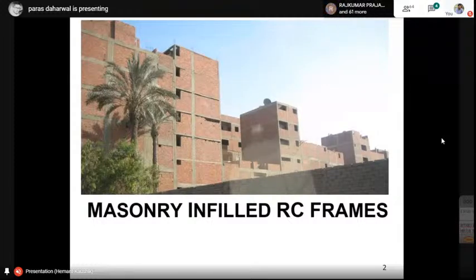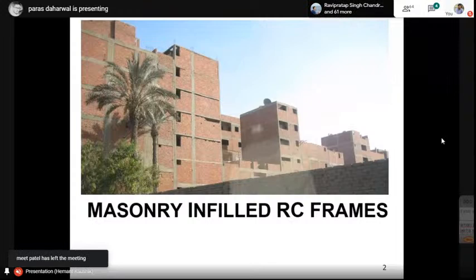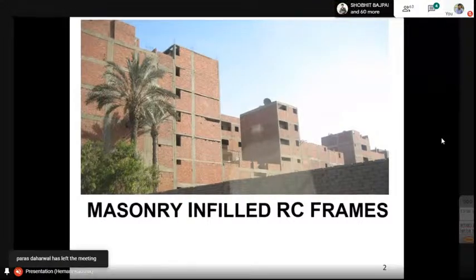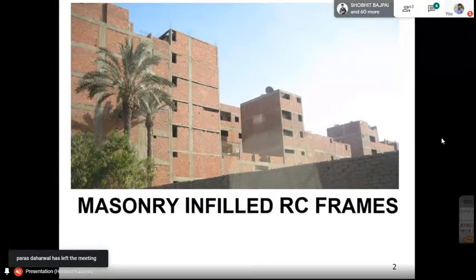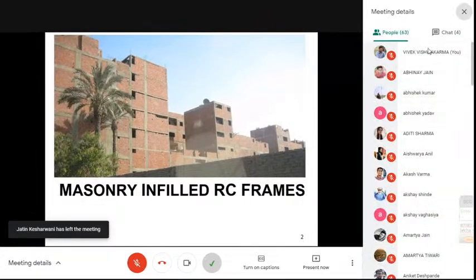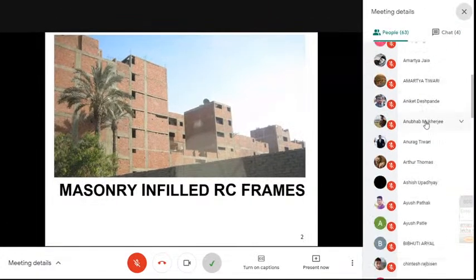If you remember the previous presentations, we also have a very large variation in the material strength of masonry across the country. So with all these uncertainties related to material and configuration, the design and analysis of these RC frames with masonry infill walls becomes very complicated. So let us see how to simplify these effects.